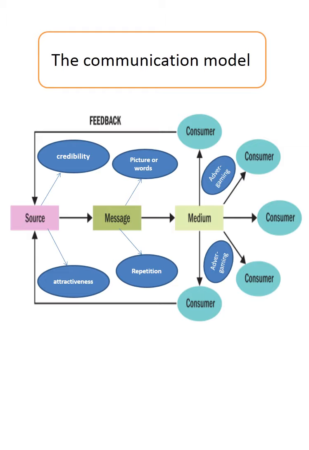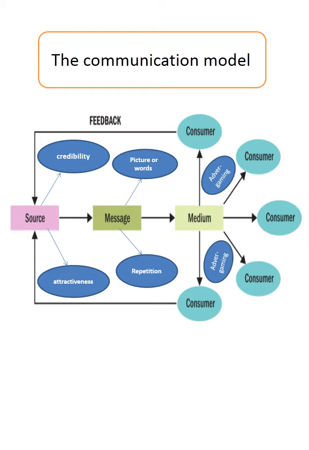Let's start with the source. Source is the place where the communication originated. And we have two types of source: credibility and source attractiveness. Here is a question: which one we have to focus on more in our source message, the credibility or the attractiveness? The answer depends on the type of customer and the nature of the products.